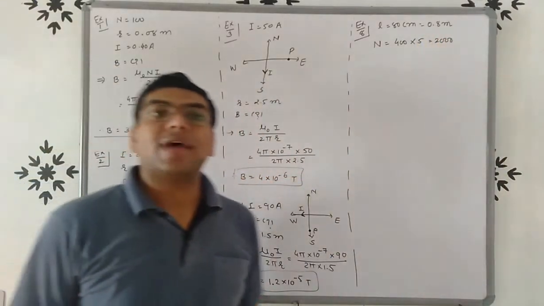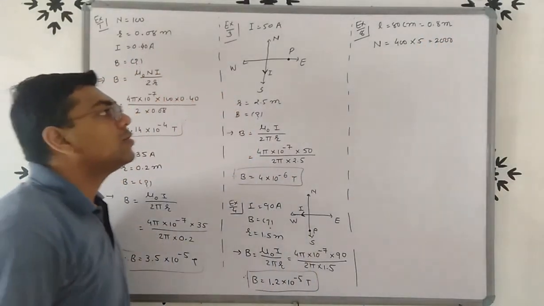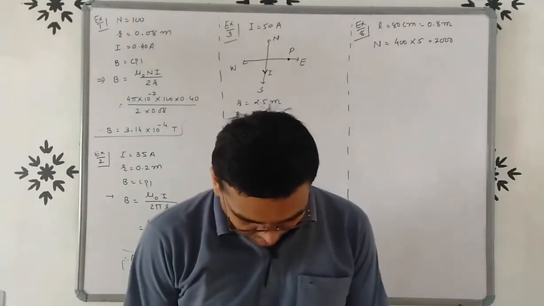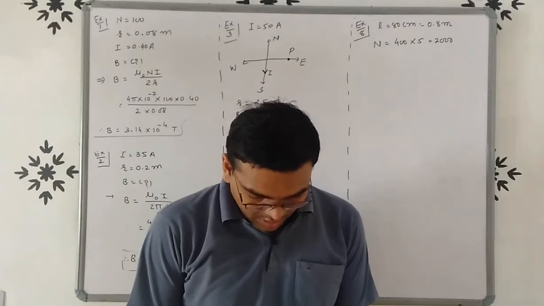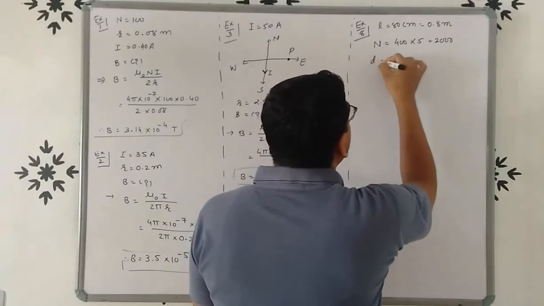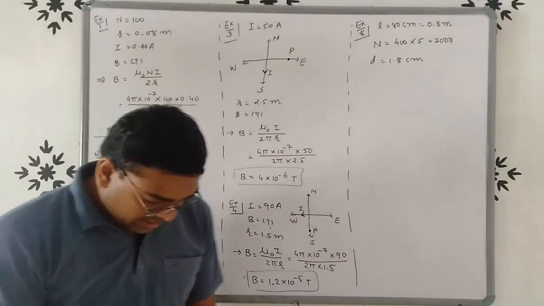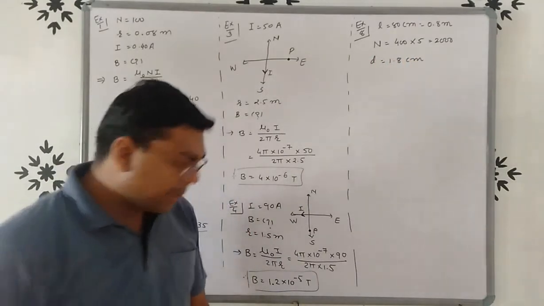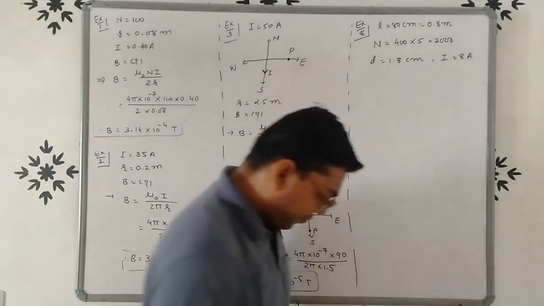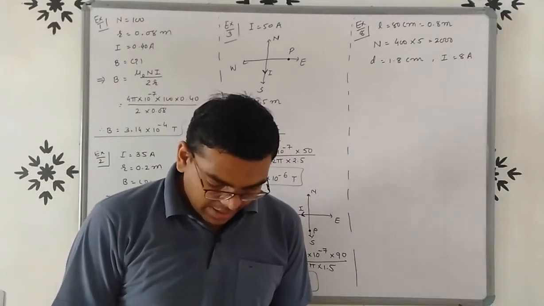So here there are 5 layers, and each layer has 400 turns. So the total number of turns is 400 into 5, that is 2000. Now the diameter of solenoid is 1.8 centimeter. So the diameter is given, D is equal to 1.8 centimeter. If the current carried is 8 ampere, so current I is equal to 8 ampere. Estimate the magnitude of B inside the solenoid near its center.